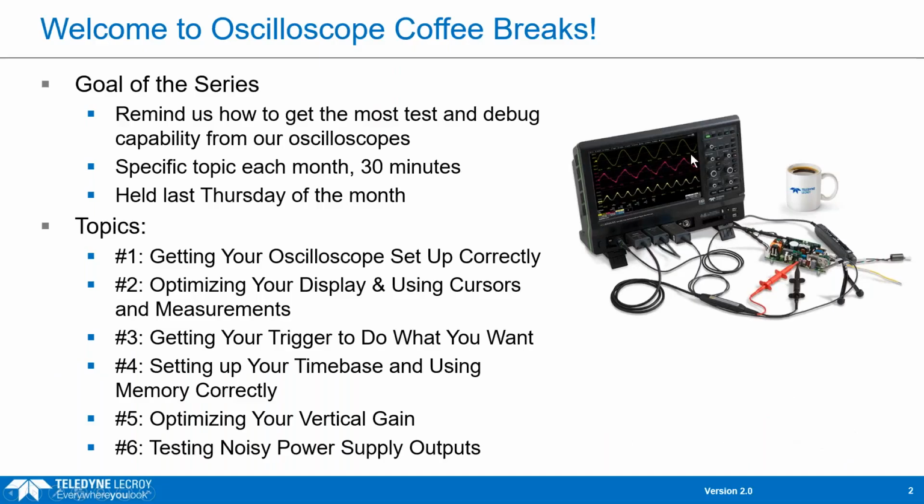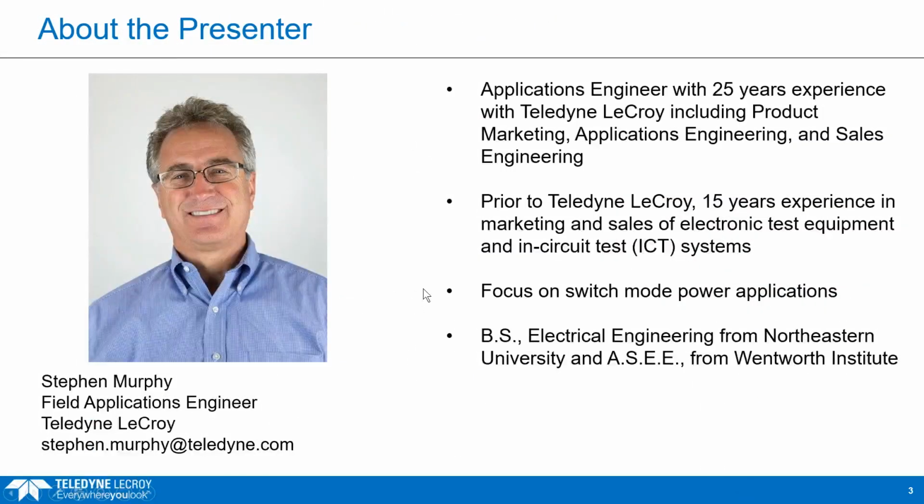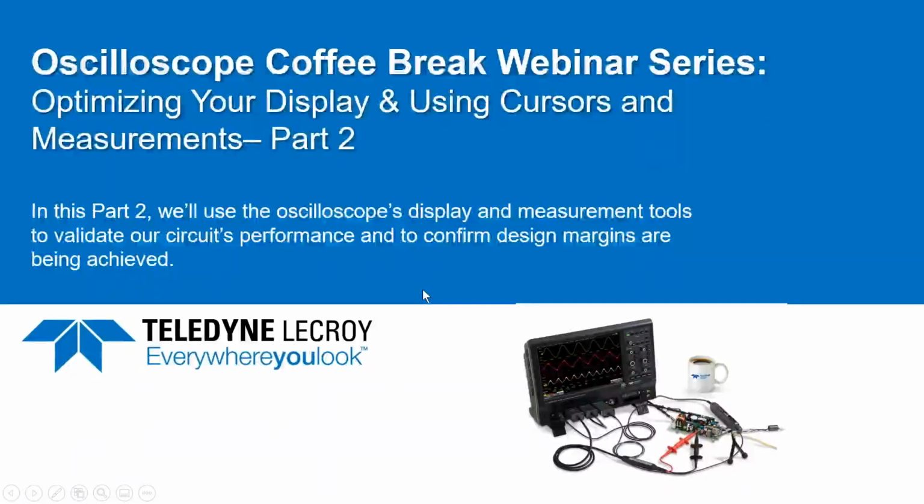Just briefly, this is the coffee break series. It's on the last Thursday of the month. We're just taking a break, and we're going to talk about a particular subject around electronic test equipment, specifically oscilloscopes. Today, number 2 for February, is optimizing your display and using your cursors in measurements.